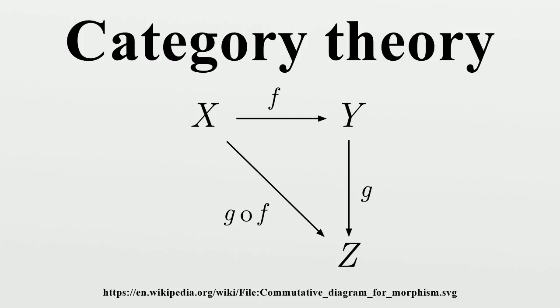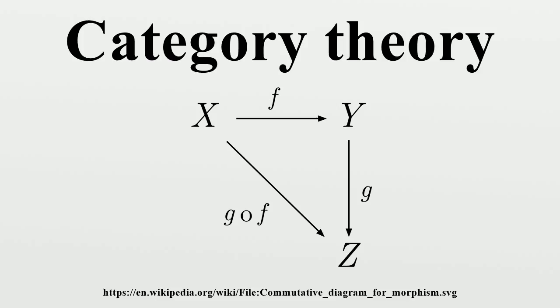Every retraction is an epimorphism, and every section is a monomorphism. Furthermore, the following three statements are equivalent: f is a monomorphism and a retraction; f is an epimorphism and a section; f is an isomorphism.